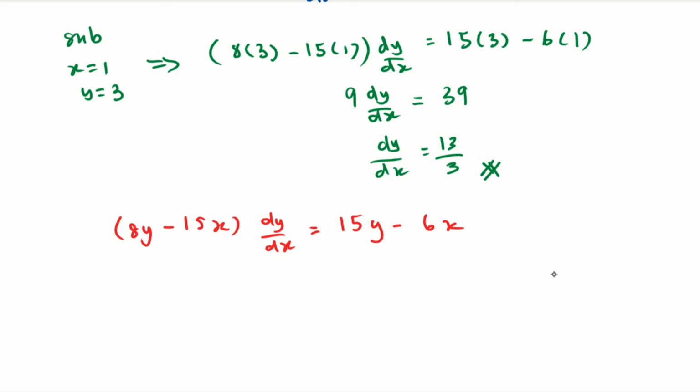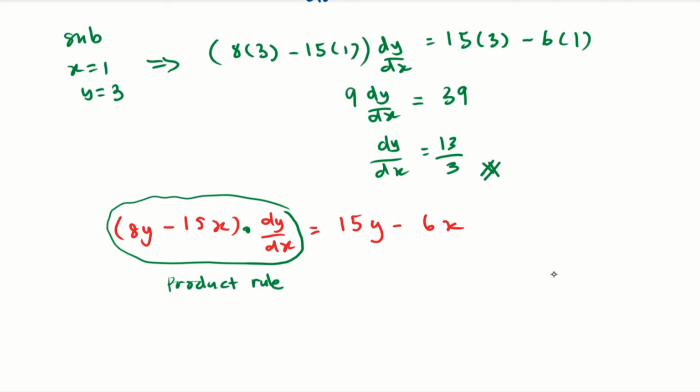Okay. So sekarang ni kalau kita tengok untuk yang depan ni kita ada dua term. Ni darab. Kita ada dua benda. Satu 8y tolak 15x darab dengan dy dx. Okay. So yang ni kena apply product rule, sebab dia darab. So untuk yang ni dia ada tolak, jadi kita apply sum and difference rule lah. Ini kita boleh differentiate one by one. So kita ada 15y, kita ada 6x.